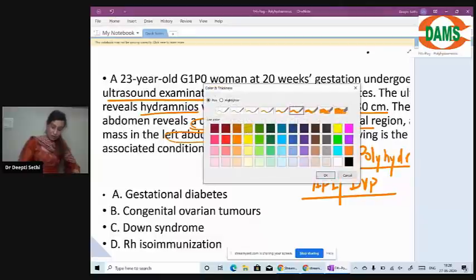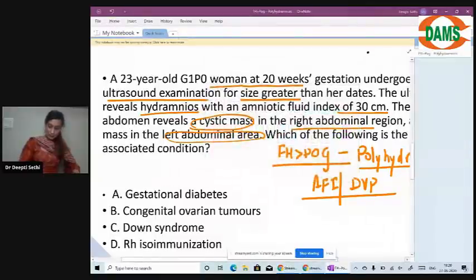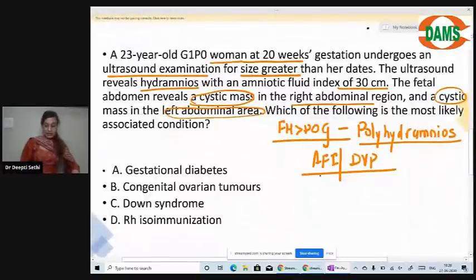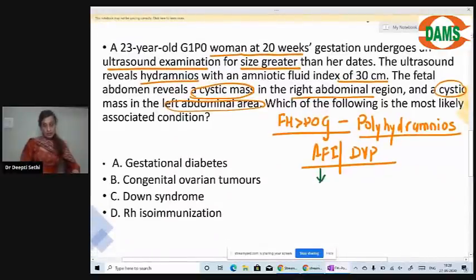So now let us try and see this. The amniotic fluid index, we all know the normal values are from 5 to 24. And for deep vertical pocket, it is from 2 to 8. And this patient has an amniotic fluid index of 30 centimeters, right, which is very significant.